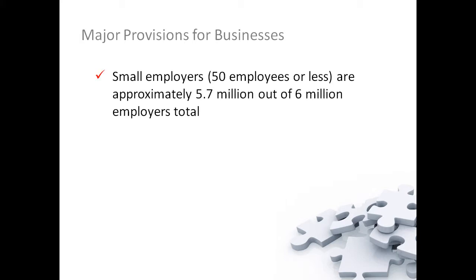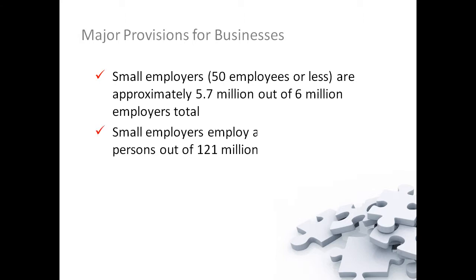In thinking about the provisions for businesses, it's useful to know how small and large businesses are defined and how many people work at each type. Small employers, those with 50 employees or less, are approximately 95%, or 5.7 million out of 6 million employers total in the U.S. But small employers employ a relatively small share of employees, covering approximately 25% of the workforce.